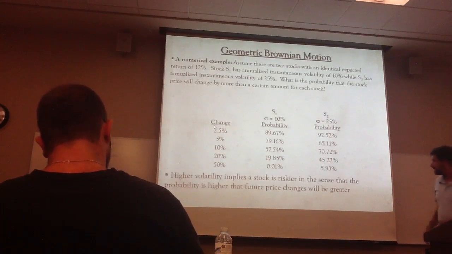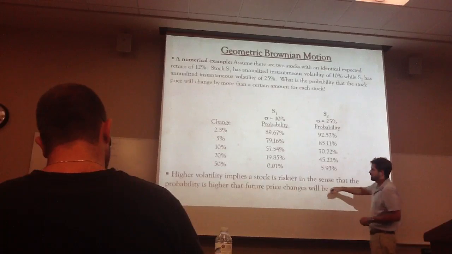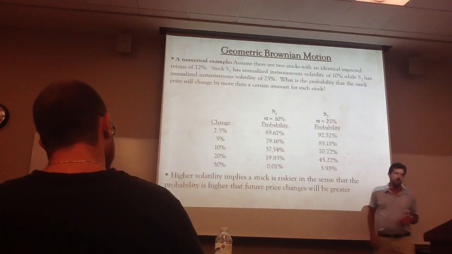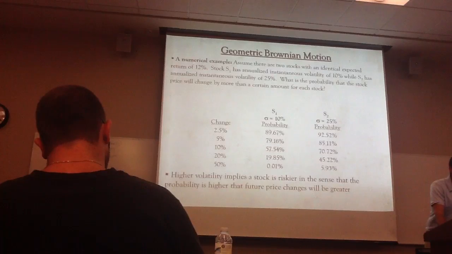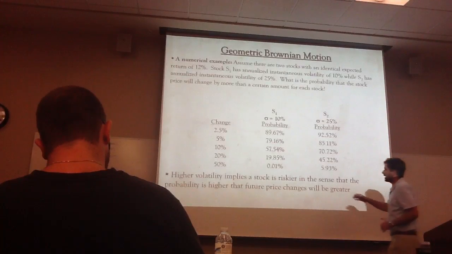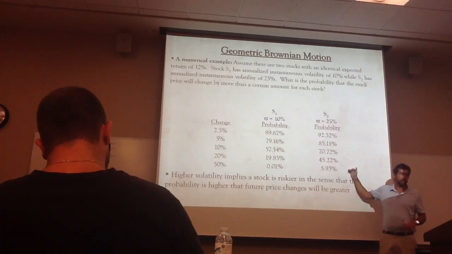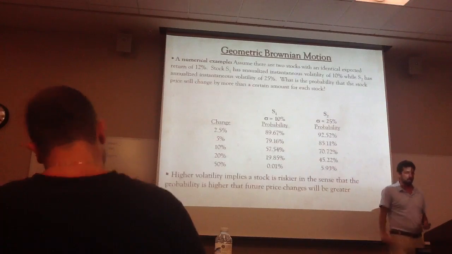Higher volatility, as we've seen, implies that the stock is riskier, but it also means there are going to be higher future price changes. And they're higher future price changes because you can only have higher price changes in one direction. You can have more than 100% gain, but you can't have more than 100% loss.